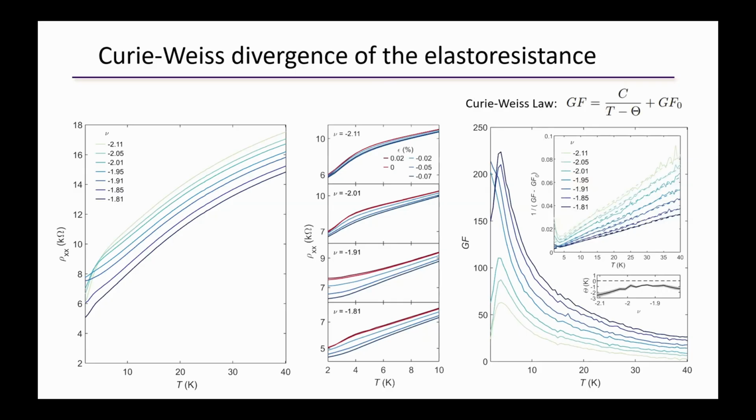We can analyze this within the context of the Curie-Weiss law. So in some sense, strain should be the conjugate field of nematic ordering. And you can replot these gauge factors as 1 over the gauge factor minus some high temperature asymptote versus temperature. And what you see is that they're very nicely linear over a decade change in temperature, with a corresponding Weiss temperature very close to 0.